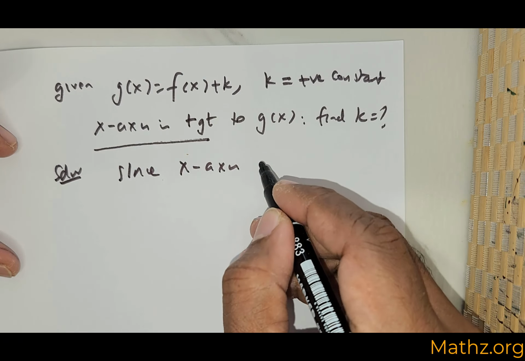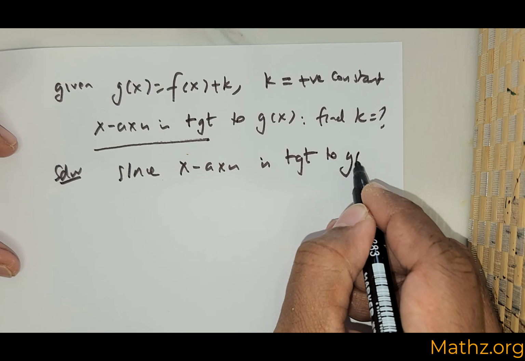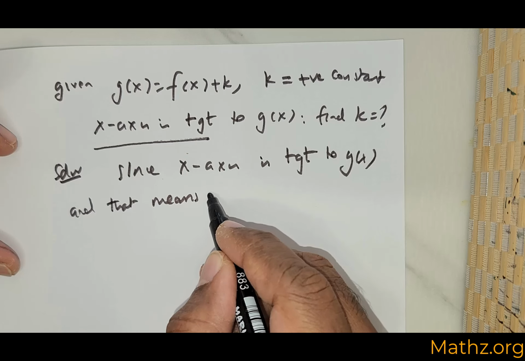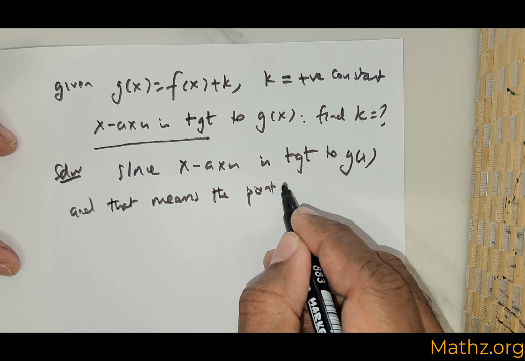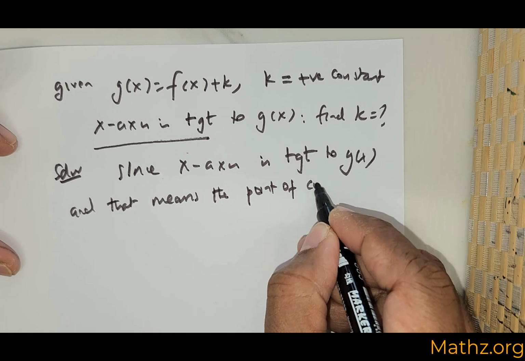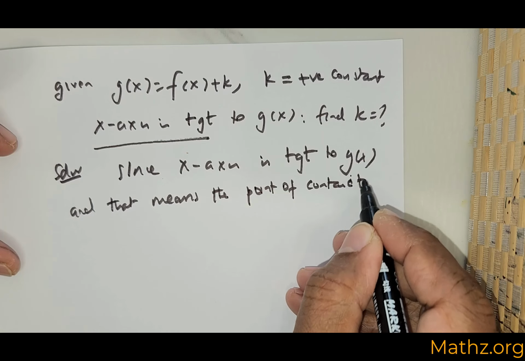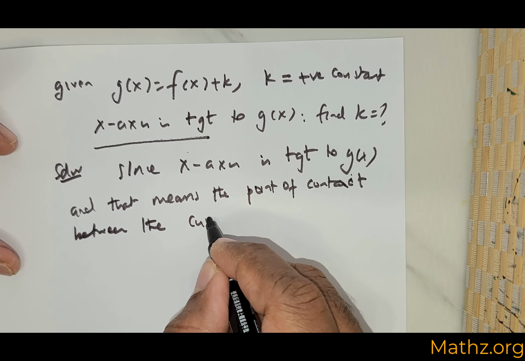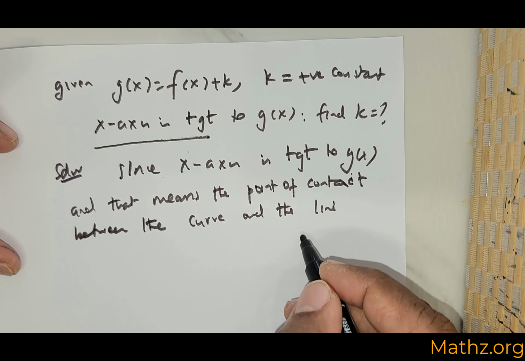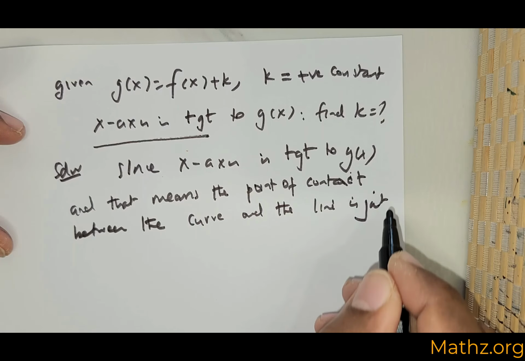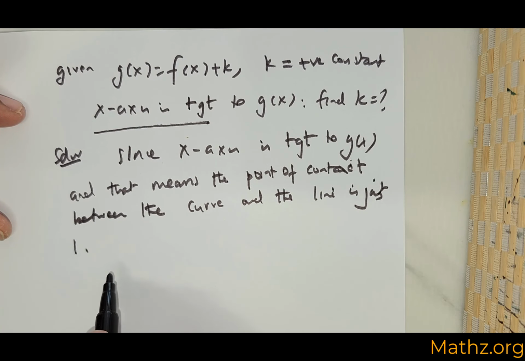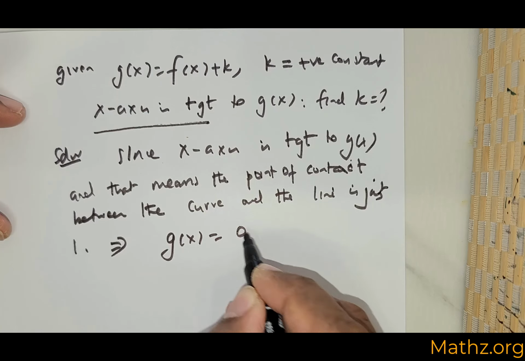Since the x-axis is tangent to g(x), that means there is just one point of contact between the curve and the line, and that is only possible when g(x) is equal to 0.